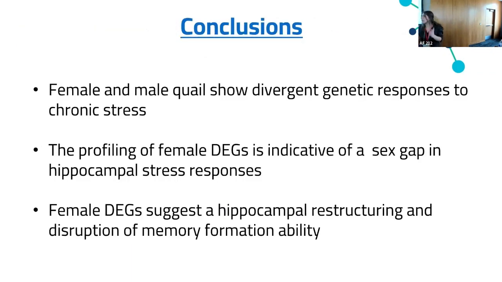And so what are our main conclusions? Female and male quail show divergent genetic responses to chronic stress. The profiling of female DEGs is indicative of a sex gap in hippocampal stress responses, and female DEGs suggest a hippocampal restructuring and a possible memory formation disruption, as well as a disruption in learning.